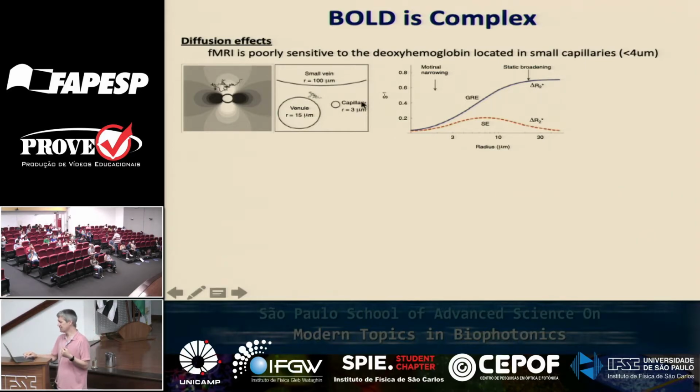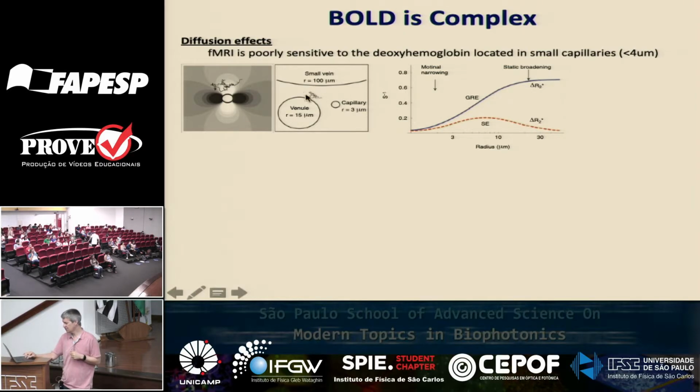And so you can have deoxyhemoglobin in a venule, you can have deoxyhemoglobin in a capillary, or you can have it in a large vein, right? Those are different size scales, and the spatial scale of the perturbation in the magnetic field is going to depend on the size of the blood vessel. It also depends on the length scale over which the proton, the water molecule, is diffusing during the time scale of the dephasing that is measured by MRI.